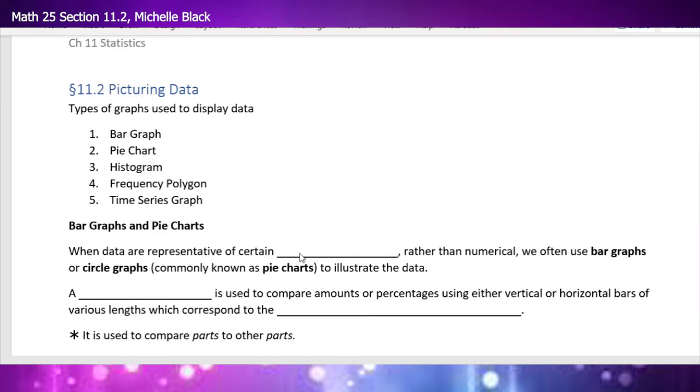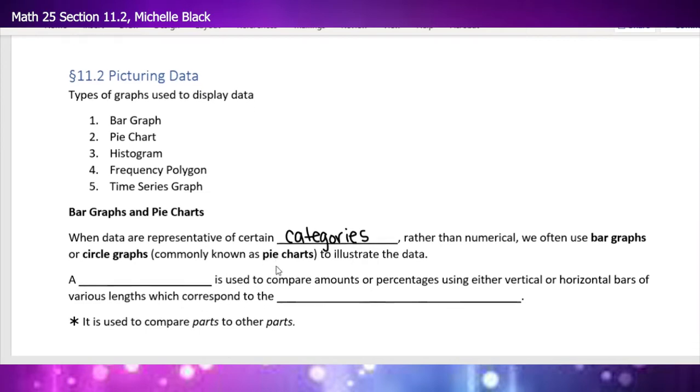So when data are representative of certain categories, rather than data being numerical, we often use bar graphs or circle graphs, commonly known as pie charts, to illustrate them.